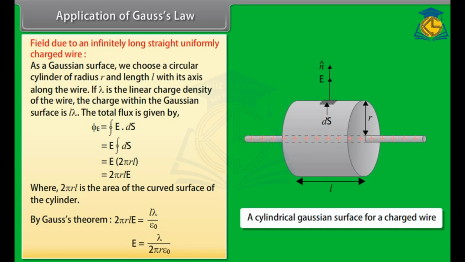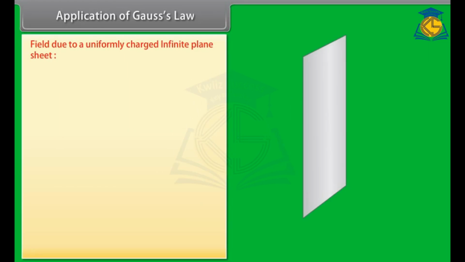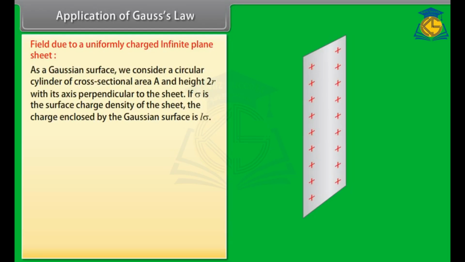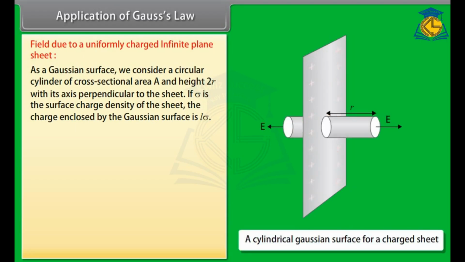Field due to a uniformly charged infinite plane sheet. As a Gaussian surface, we consider a circular cylinder of cross-sectional area A and height 2r with its axis perpendicular to the sheet.